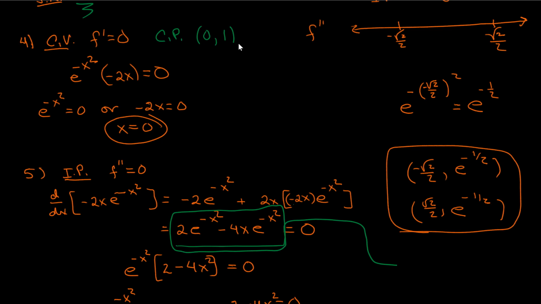When you do this, if you pick a number that's to the left of negative square root of 2 over 2, for example, I'm going to pick the second derivative at negative 2. If you evaluate the second derivative at negative 2, it's going to turn out positive. If you evaluate the second derivative at 0, it's going to be negative, and the second derivative at something like 2 is going to be greater than 0.